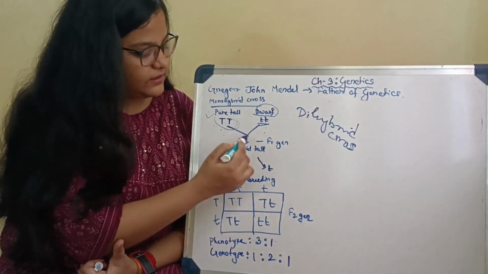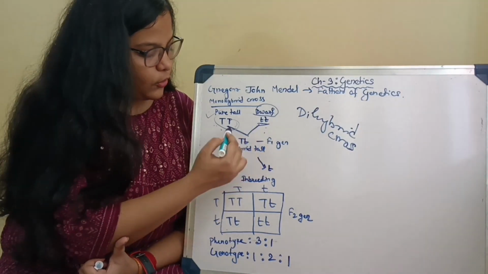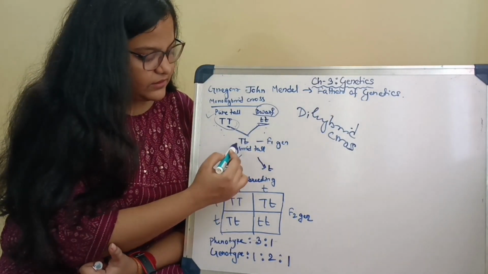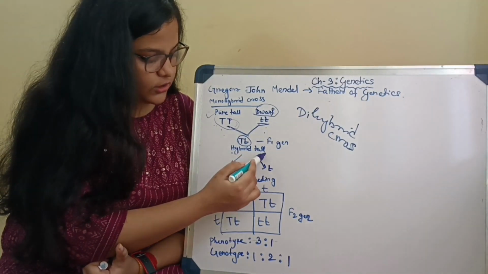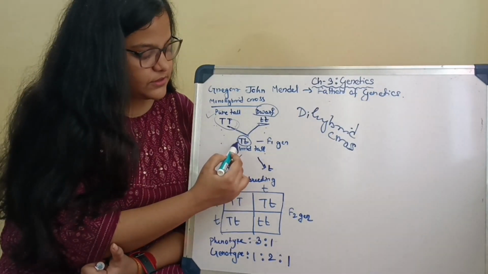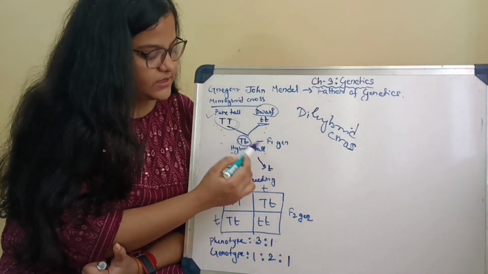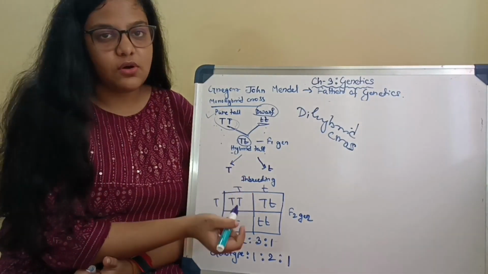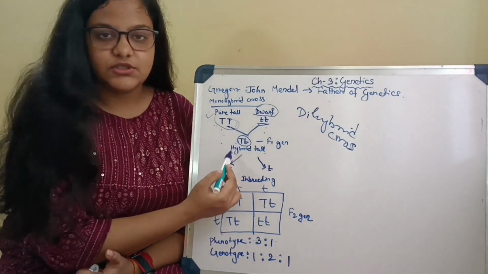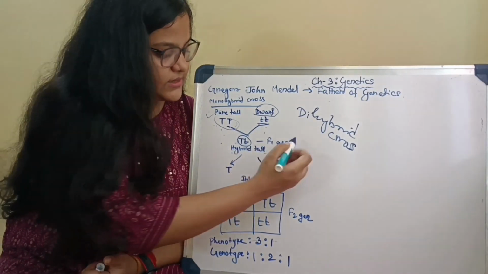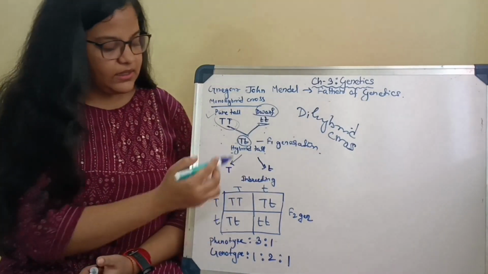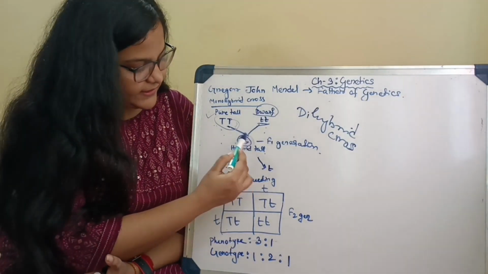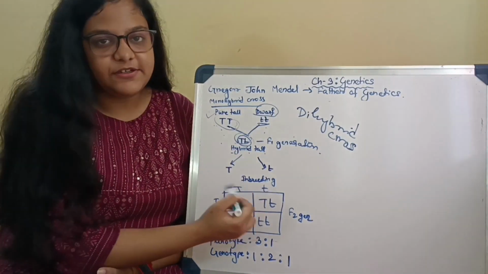So if we interbreed them or cross them, we get a hybrid tall plant, which is denoted by a capital T and a small t. Or we can also call it a heterozygous tall plant. This is known as the F1 generation. Now, as we get this hybrid tall, let us interbreed it.